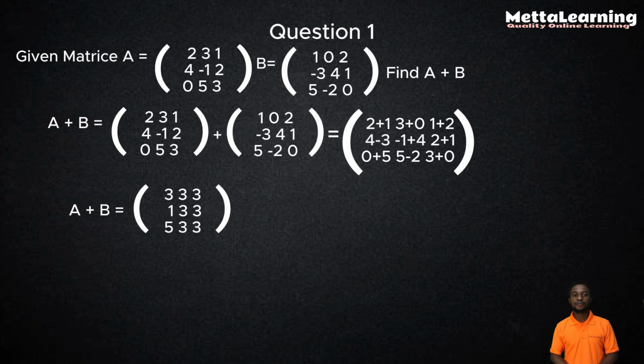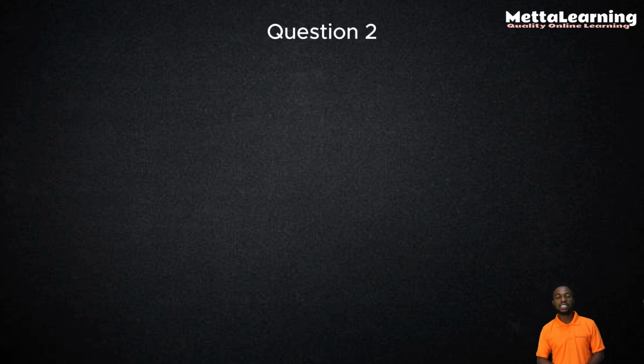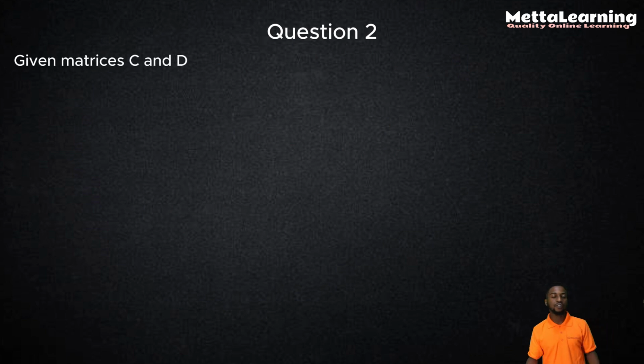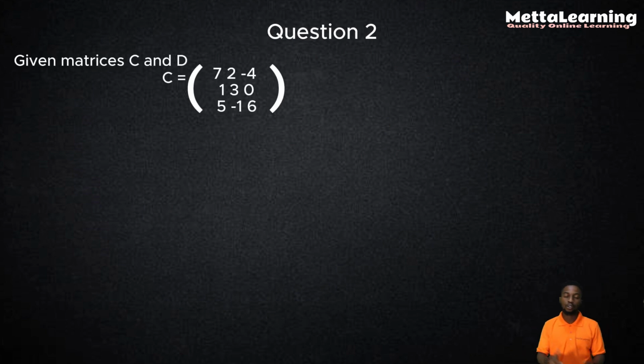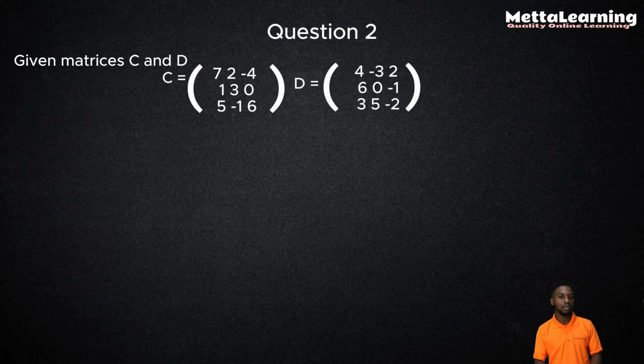The next question we have here says, given matrices C and D. So we have the matrix C, calling my values in columns, we have 7, 1, 5, and we have 2, 3, minus 1, and we have minus 4, 0, 6, close bracket. And matrix D to be, calling my values in columns, we have 4, 6, 3, and we have minus 3, 0, 5, and we have 2, minus 1, then minus 2, then close bracket. Find C minus D.